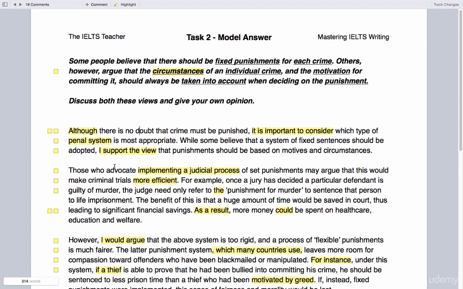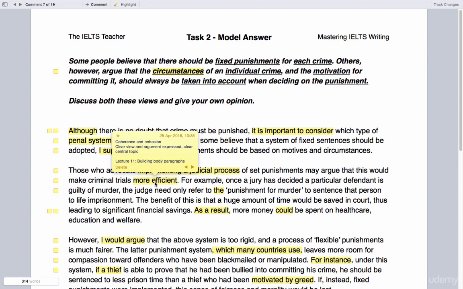So, moving to the first body paragraph. Those who advocate implementing a judicial process of set punishments may argue that this would make criminal trials more efficient. Let's have a look at the first part, implementing a judicial process. Certainly here we're using less common words and phrases, but also doing so with a good awareness of collocation. This is important for lexical resource. You can find out about this in Lecture 19, The Importance of Collocation.